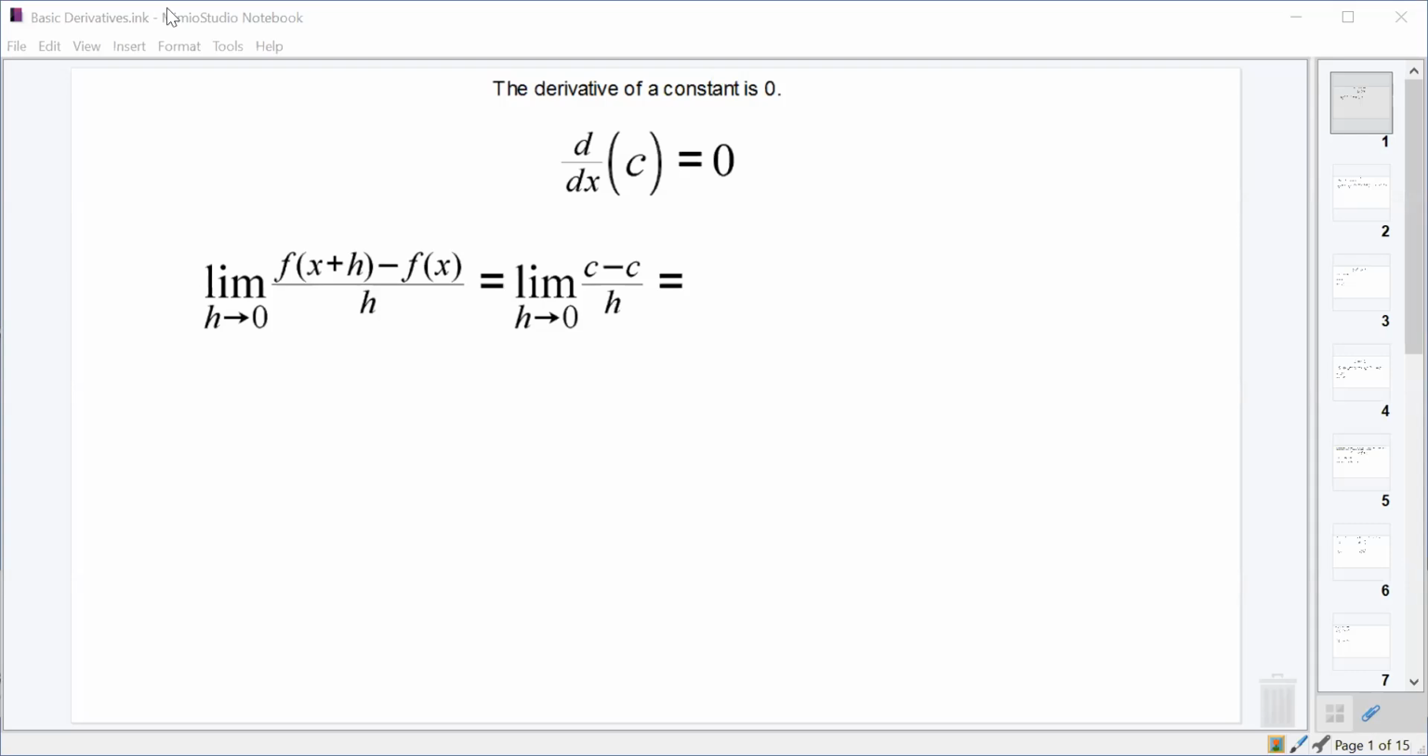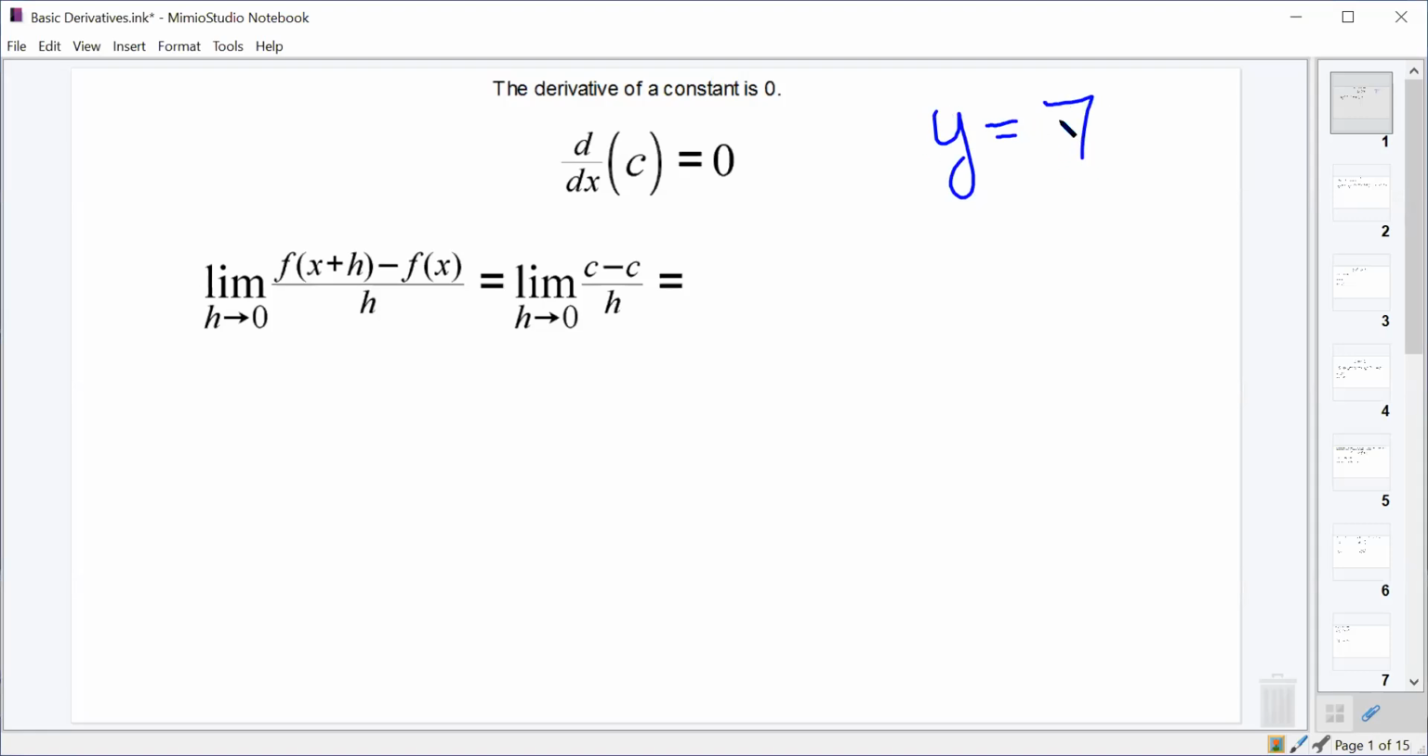Okay, sorry about that. So the first rule that we're going to talk about is the derivative of a constant. The derivative of a constant is 0. And so we should think about this as a function like y equals some number, 7, let's say.